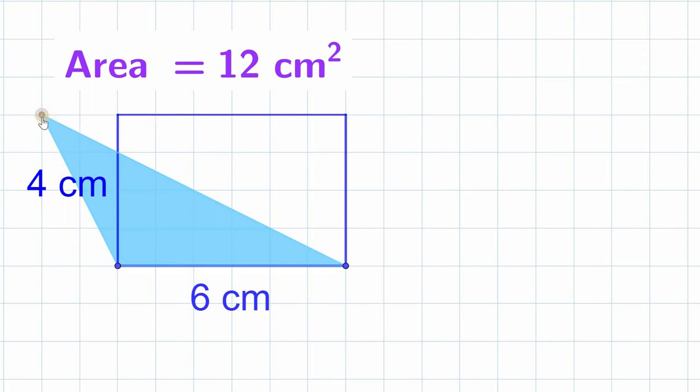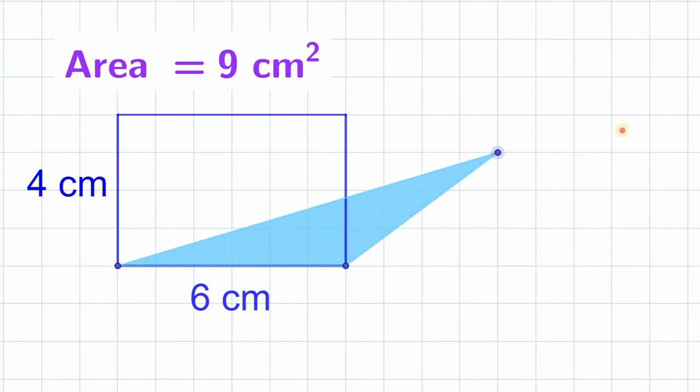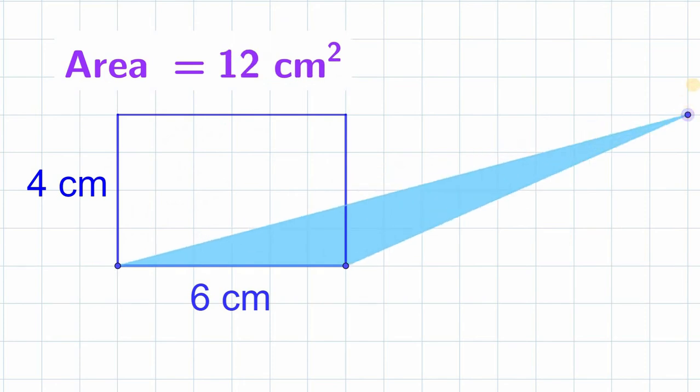So let's move all the way out here. Look, same height, see? Because the height of this is still 4, which is perpendicular to this length here, if you draw across here, perpendicular. That means they meet at 90 degrees. So the answer is still 12 square centimeters.